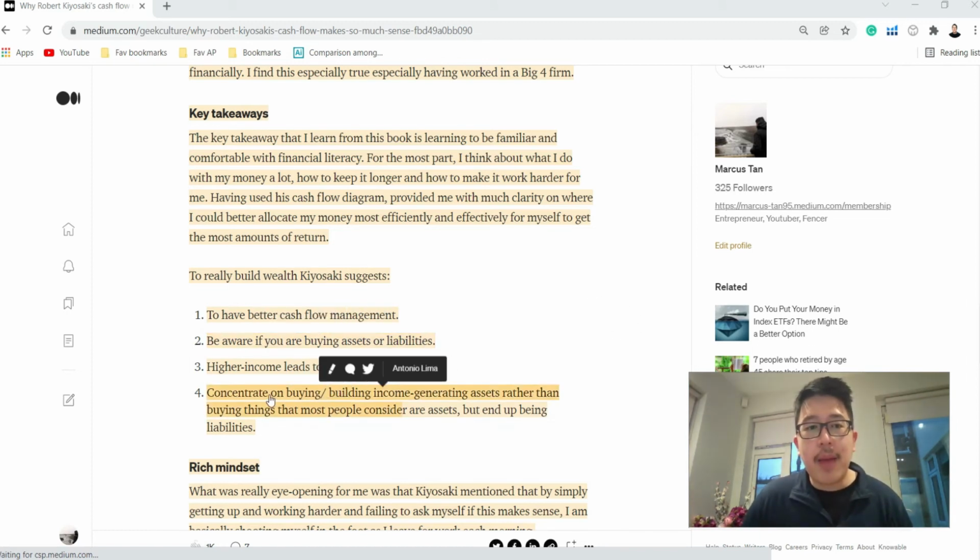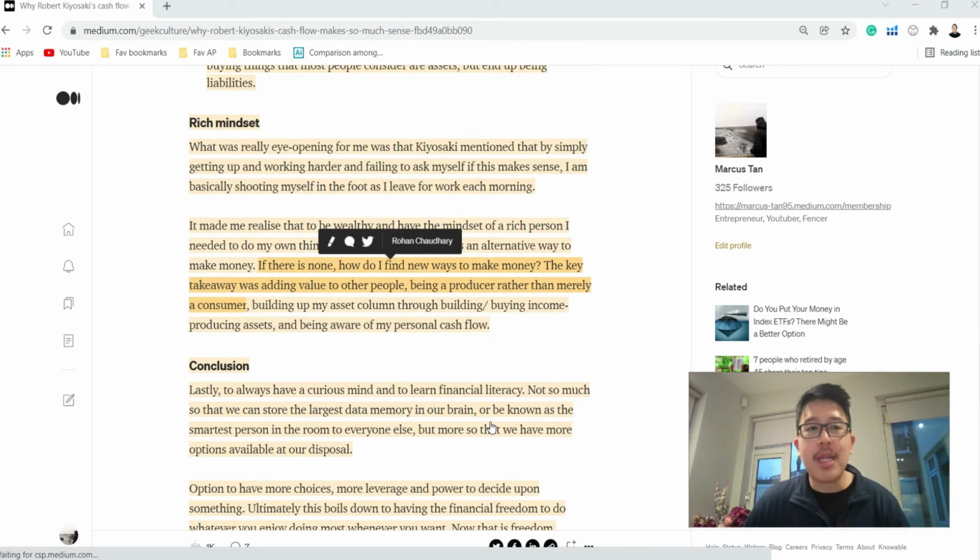So high income leads to higher taxes, especially when you earn more. You realize you'll be penalized more in terms of the amount of taxes that you pay. So whatever money that you earn more is inevitably reverted back to the government. Focus on building income generating assets, rather than buying things that people consider assets but end up being liabilities. So building this income generating asset.